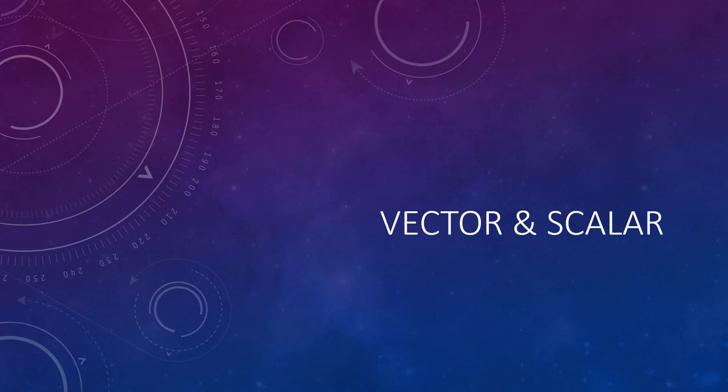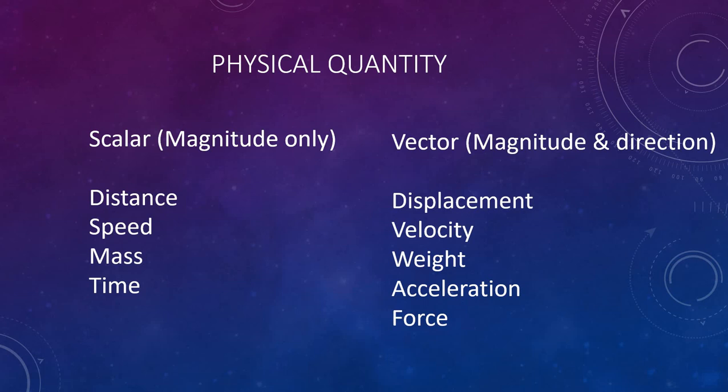Dear viewers, in this video I am going to talk about the physical quantities, vector and scalar. So what are scalar and vector quantities? Based on magnitude, and on whether a physical quantity requires both magnitude and direction, there are two kinds of quantity. First is a scalar quantity and another is a vector quantity.